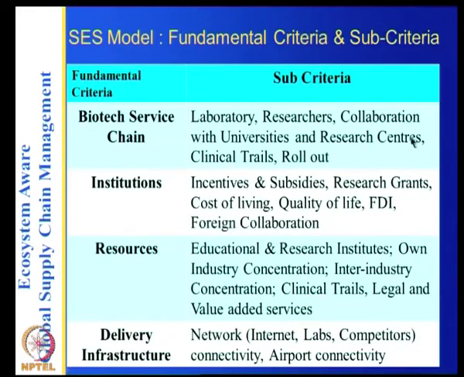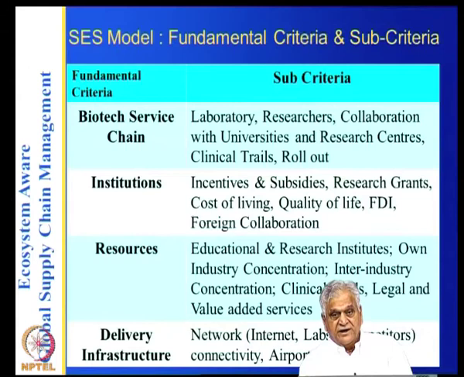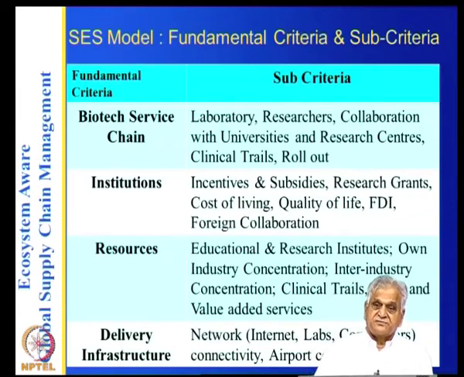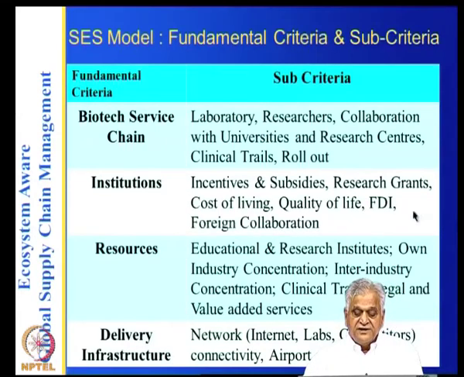But for doing this, what kind of investment climate do you need? That's the point here. Institutions, incentives, subsidies, research grants, cost of living, quality of life, foreign direct investment, and foreign collaborations. Now, will the government allow foreign collaboration? Will the government allow foreign direct investment in the health industry, the pharma industry, or in biotech? And is the cost of living okay in that city so that people can live? What is the quality of life? What is the schooling for children? So these are all the factors that will affect the location.